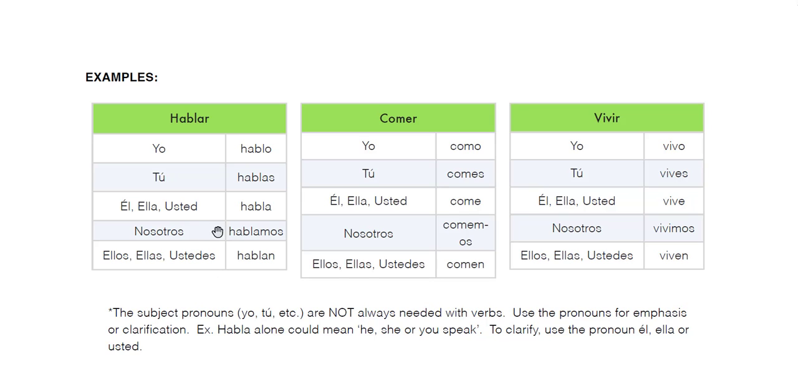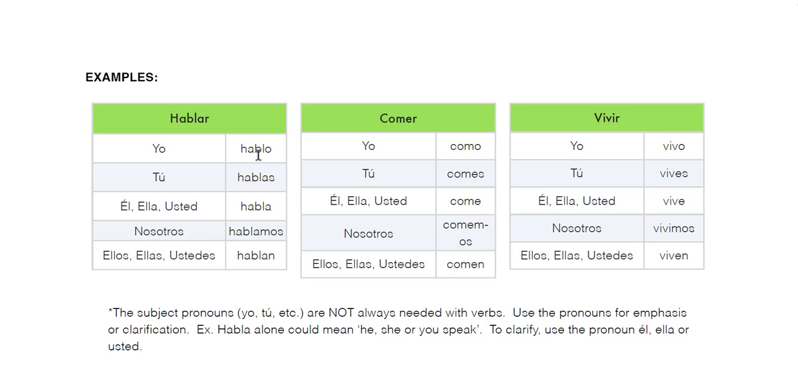Habla. If I just say habla by itself, right? Here we go. There it is, habla. That could mean any one of these people is the subject. It could mean he speaks, she speaks, you speak, even it speaks, right? So to clarify what habla is referring to, we use the pronoun él, ella, or usted, okay?